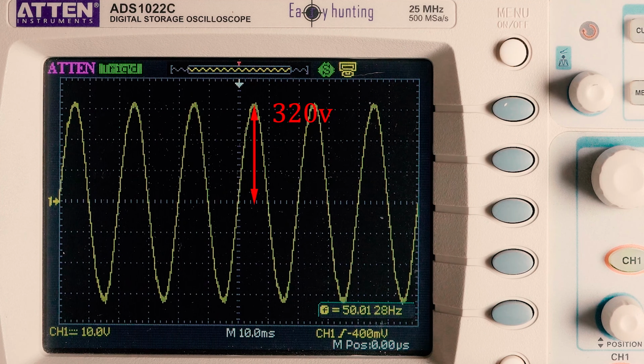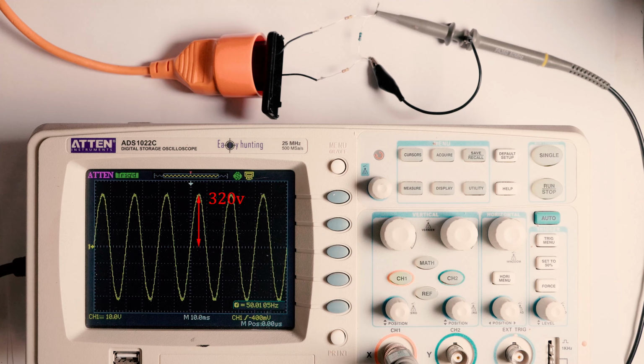Of course not. 230 volts is the so-called RMS value, which stands for root mean square. But the amplitude value of the sinusoid is what we're now observing on the oscilloscope, that is from 0 to peak, is 320 volts. But why all this confusion? Why not indicate the real, that is, amplitude value?